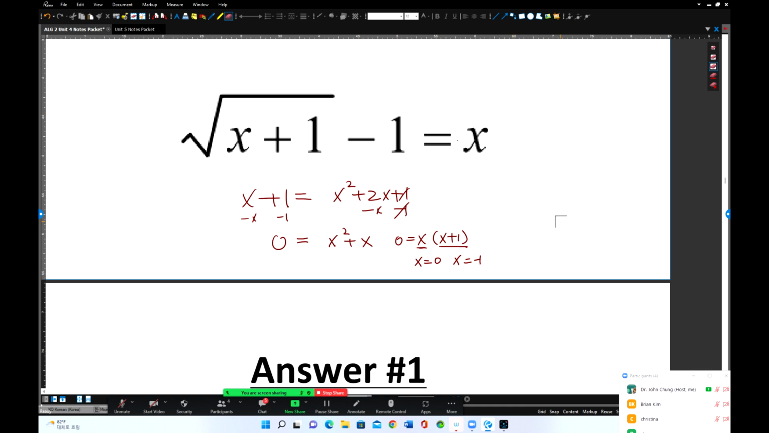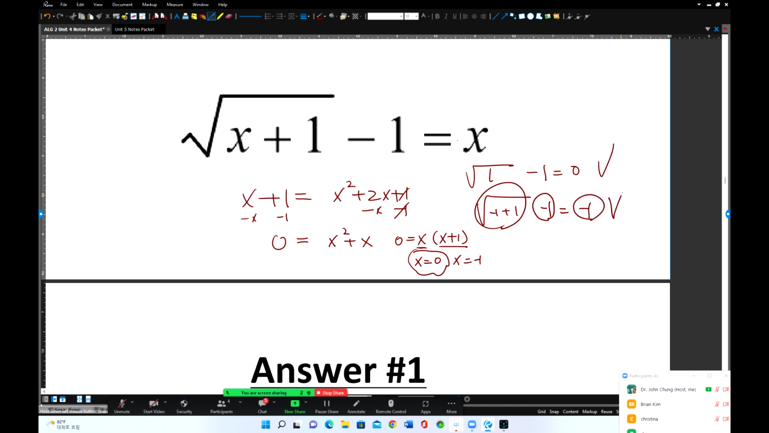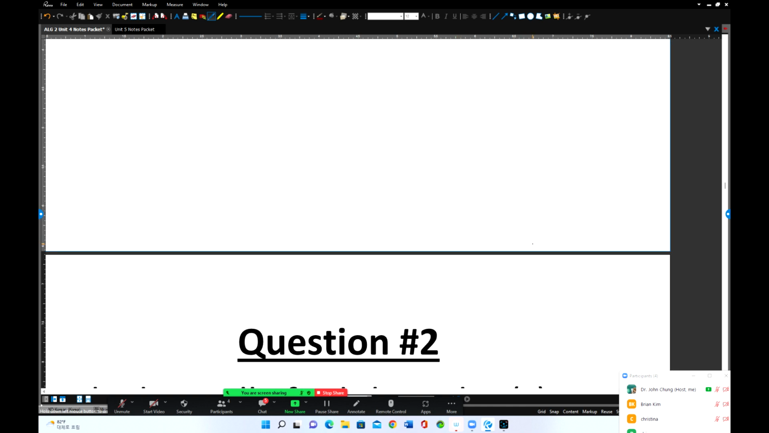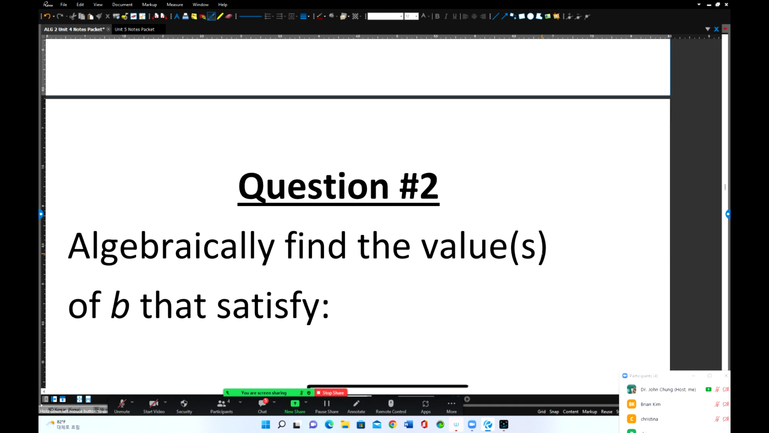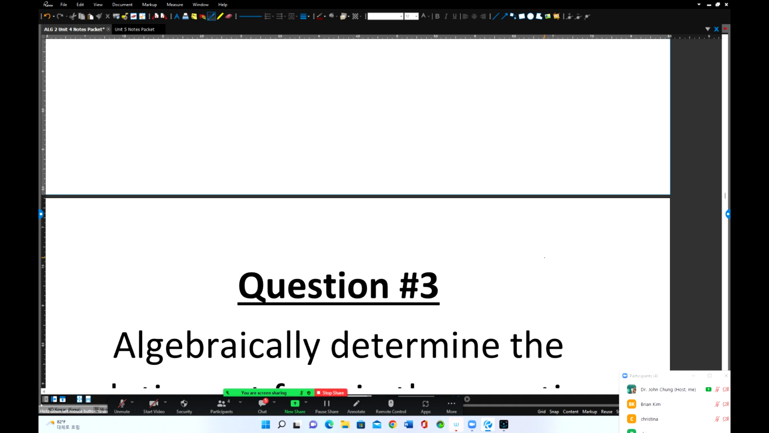What happened? x equals 0. 0 plus 1 is 1, minus 1, that is 0. True. 1 minus 1 is 0. Yeah, that is a solution. What about negative 1? Negative 1 plus 1, minus 1 equals negative 1. This is also 0. Yes, negative 1 equals negative 1. This is also true. So both numbers are solutions. Okay. I think that's okay over here, right? That's the answer there. So you can have a little more practice, okay? Question number 2, you can do this one. That's the answer key there.